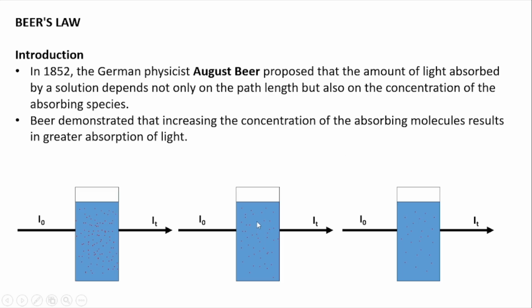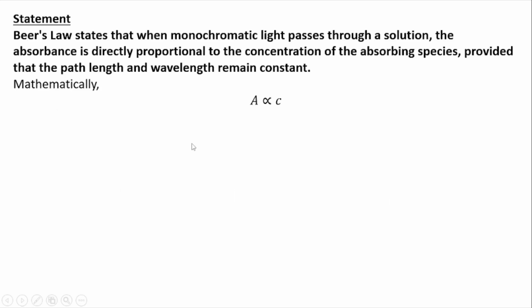In the figures below, you can see in the first figure there is a high concentration of absorbing molecules. In the second figure, there is a medium concentration, and in the third figure there is the lowest concentration of absorbing molecules. According to Beer's law, the absorbance will be higher in the first figure than the second figure and then the third figure. So what is the statement of Beer's law?